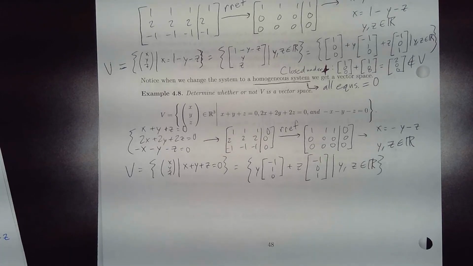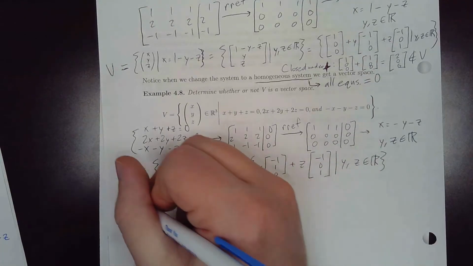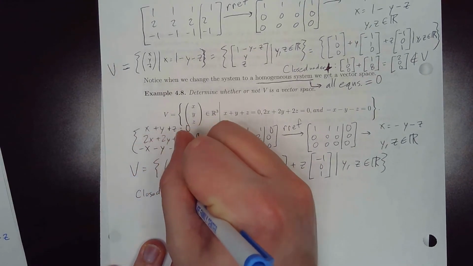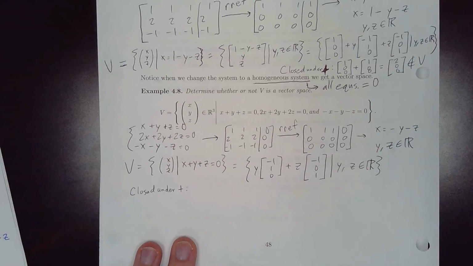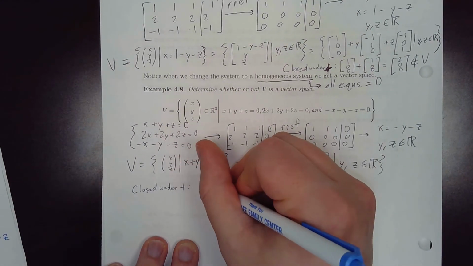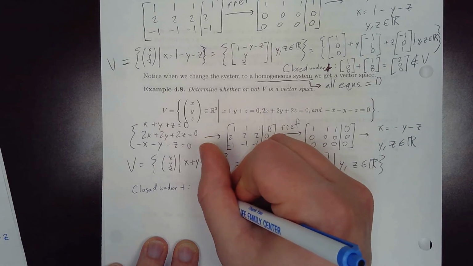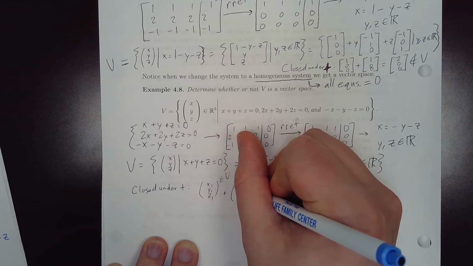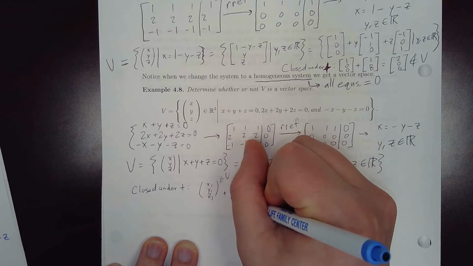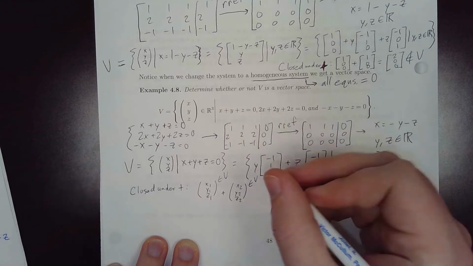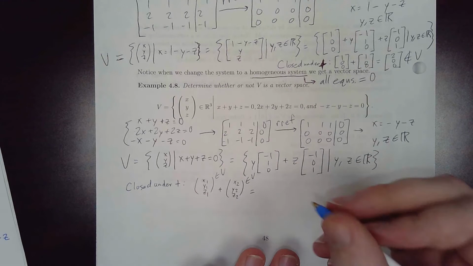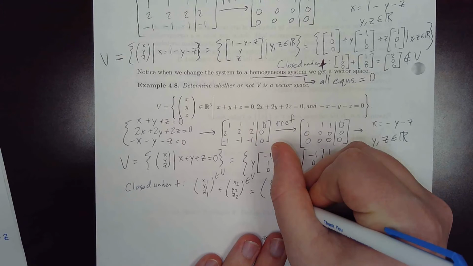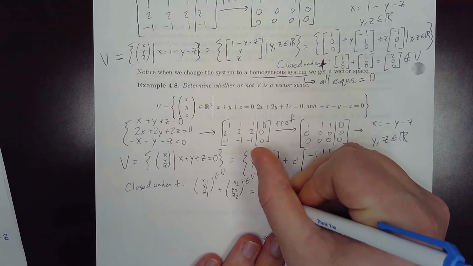So if we looked at closed under addition, if we have some x1, y1, z1 that's in V, and we have some x2, y2, z2 that's in V, then the resulting vector is going to be x1 plus x2, y1 plus y2, and z1 plus z2.